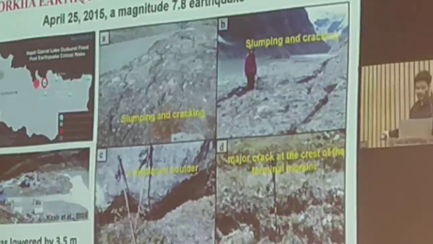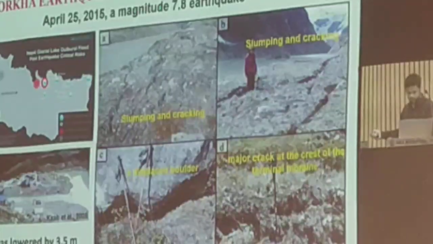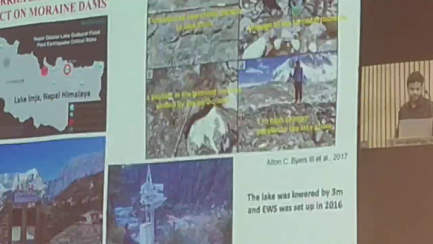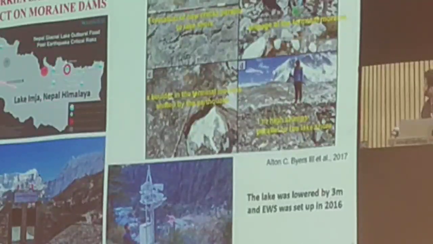We also have cracking right at the frontal moraine, which is very crucial when it comes to potential outburst events. Now let us look into another event after the Gorkha earthquake. This is called the Imja, one of the most hazardous lakes in Nepal. We can see that post-earthquake they constructed this structure where they have tried to lower the lake by 3.5 meters, and we also have a community-based early warning system. But what was the impact of the Gorkha earthquake on this particular moraine?